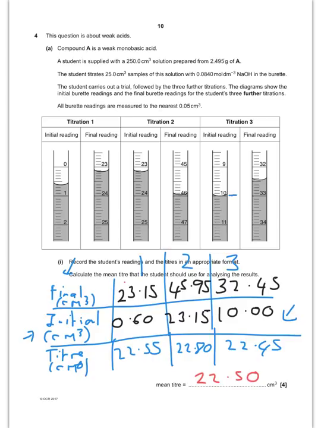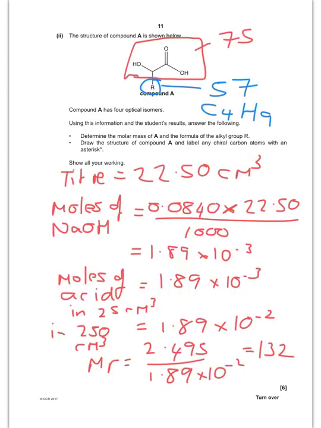Now, in terms of working out your mean titer, you can see that this one and this one were within 0.1 of each other, so you would not use that one. And the average of that one and that one is 22.50. Right, so funnily enough, they now want us to use that titration.